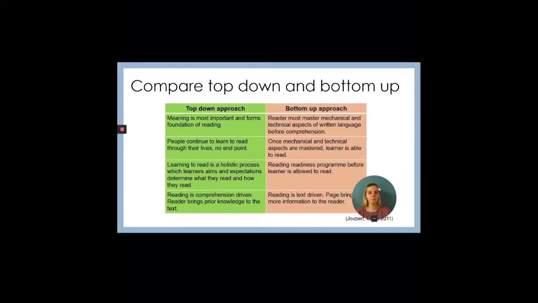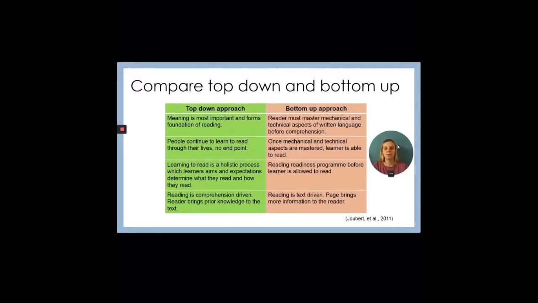When you compare the top-down and bottom-up approach, we can see that they are completely different. In the top-down approach, meaning is the most important part of reading. And for the bottom-up approach, the reader must master mechanical and technical aspects of reading before the comprehension. For the top-down approach, people continue to learn to read throughout their lives, whereas in the bottom-up approach, once you have mastered the mechanical and technical aspects, you are seen to be able to read.